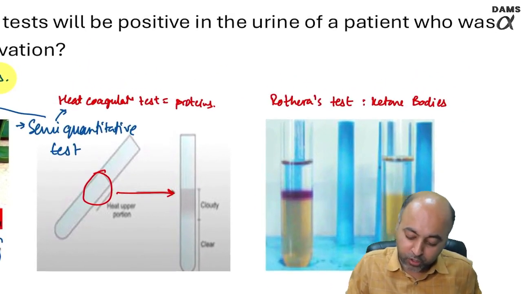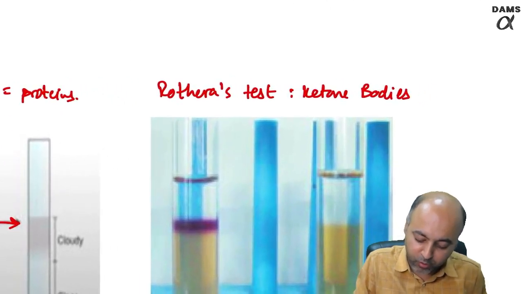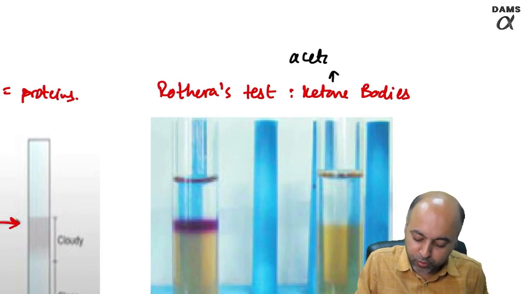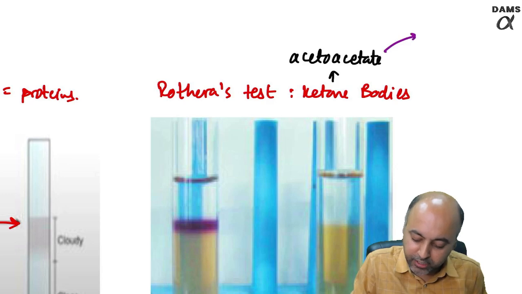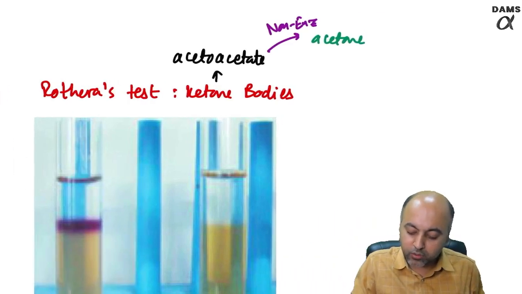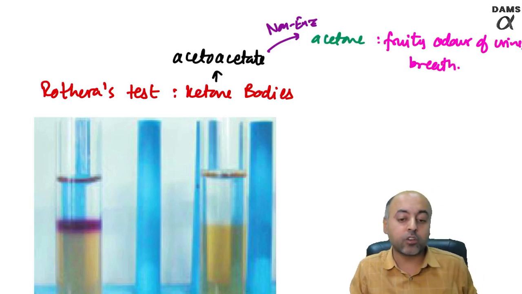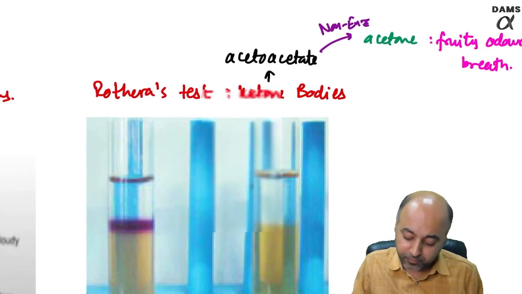Talking about the ketone bodies, you have to remember the important ketone bodies and the points about ketone bodies. The first one to be produced is acetoacetate. Acetoacetate is converted non-enzymatically into acetone. The acetone is the one which is responsible for the fruity odor of urine and breath.